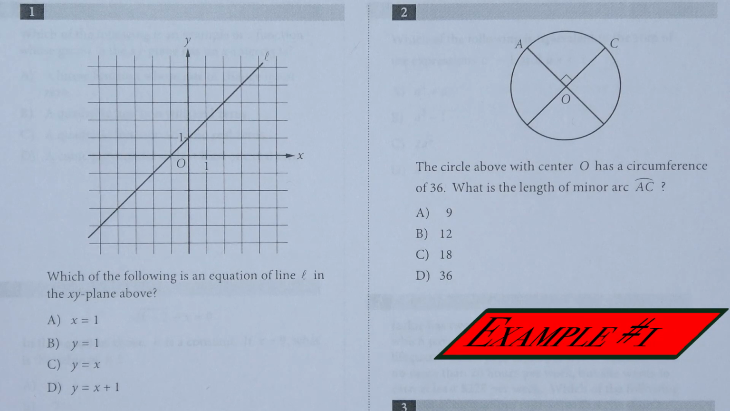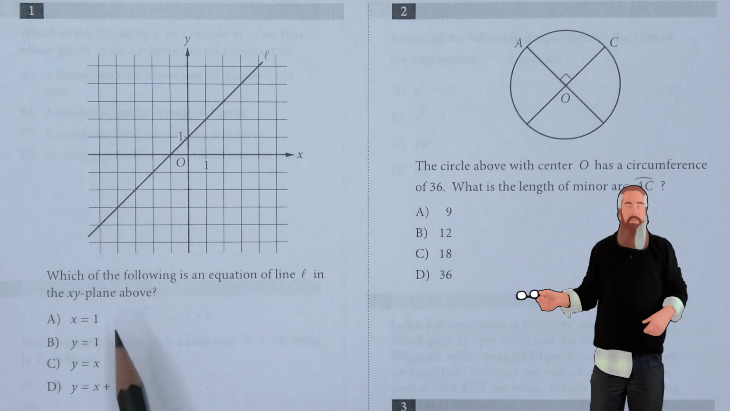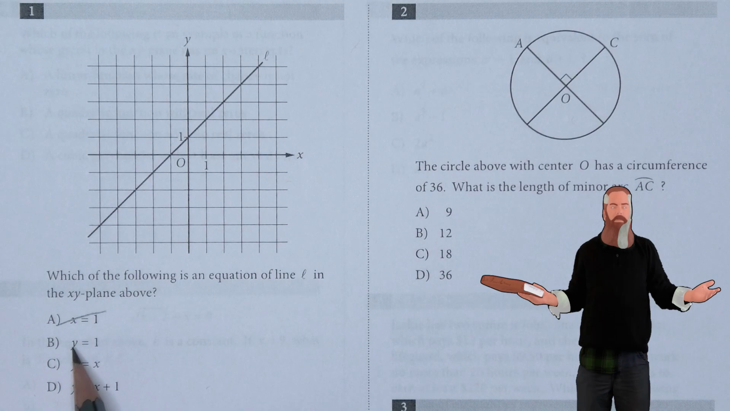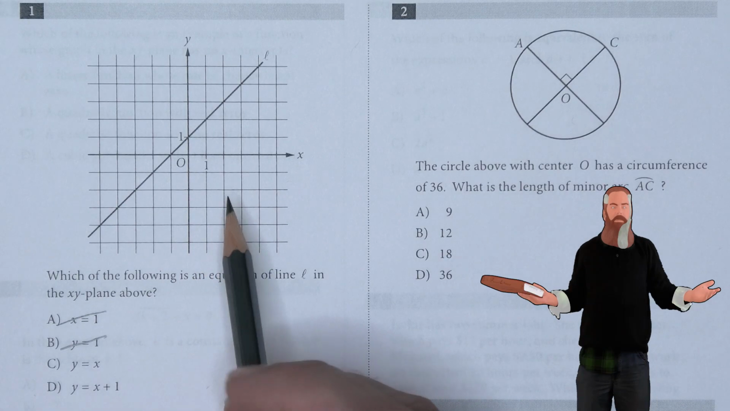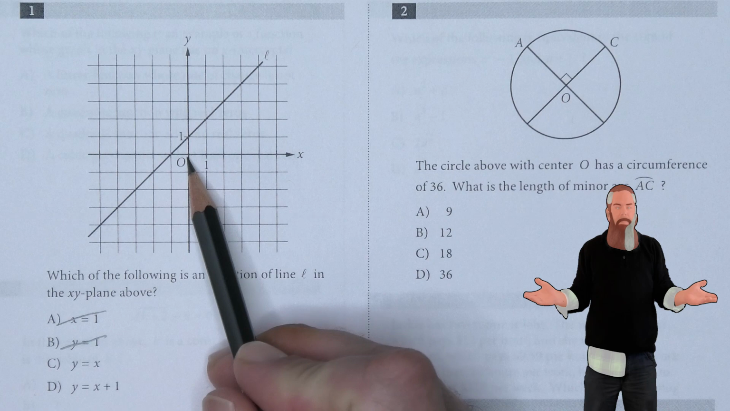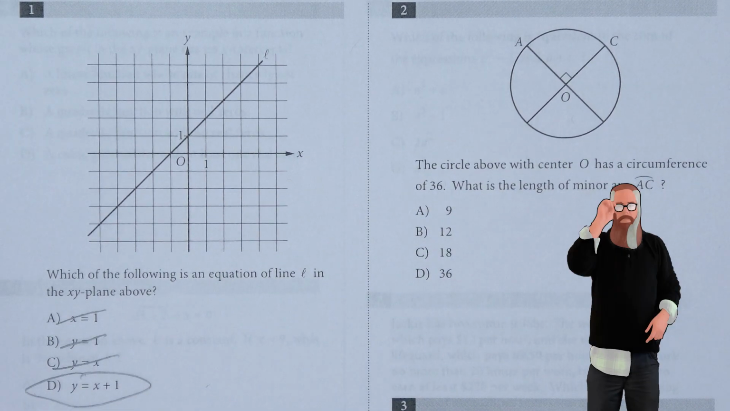Which of the following is an equation of line L in the XY plane? Well, looking at the answers, we can immediately eliminate both of these because it is neither a vertical nor a horizontal line. Now, it does not pass through the origin, so it can't be C, leaving D as the answer.